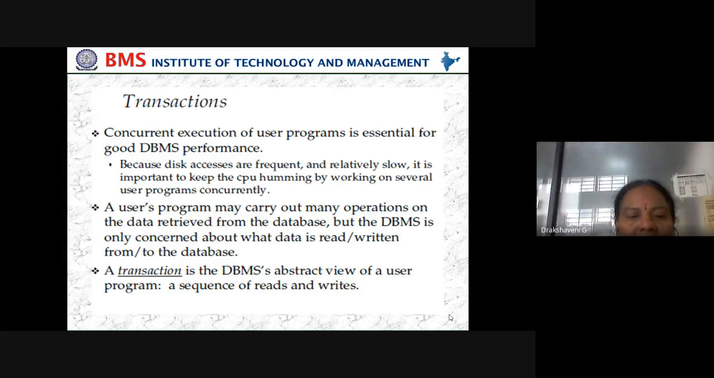In the same way, a transaction is the DBMS abstract view of a user program, a sequence of reads and writes. So what is a transaction? A transaction is the DBMS abstract view of a user program, a sequence of read and write. If I just want to say in one word, what is a transaction with respect to a database management system, it is a sequence of reads and writes. So then we call that a transaction.